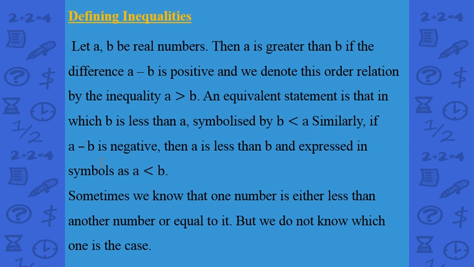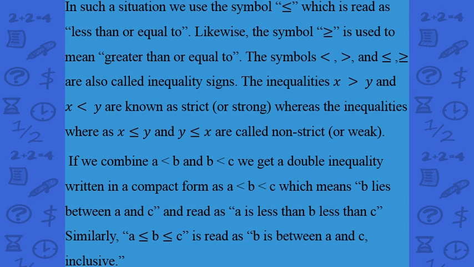Similarly, if A minus B is negative, then A is less than B, and it is expressed in symbols as A < B. Sometimes we know that one number is either less than another number or equal to it, but we don't know which one is the case. In such a situation, we use the symbol less than or equal to. This symbol is a combination of less and equal, which is read as less than or equal to.